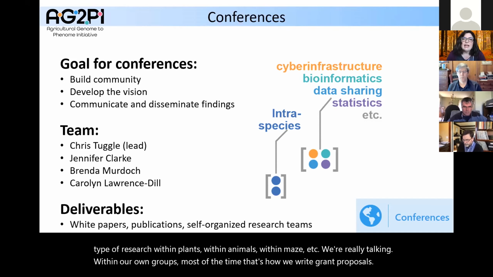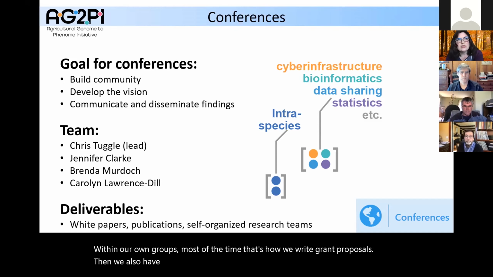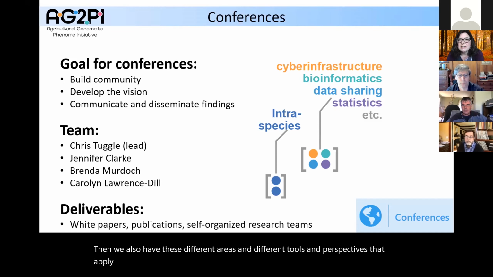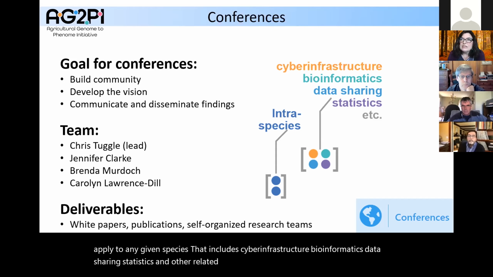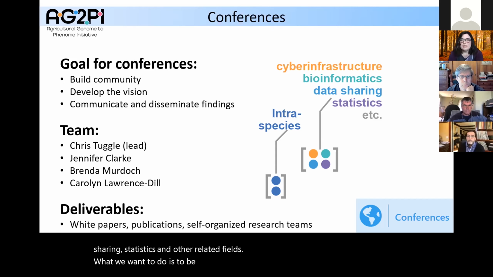Then we also have these different areas and different tools and perspectives that apply to any given species that include cyber infrastructure, bioinformatics, data sharing, statistics, and other related fields. What we want to do is to be able to mix those different groups together. Nicole, would you go to the next slide, please?